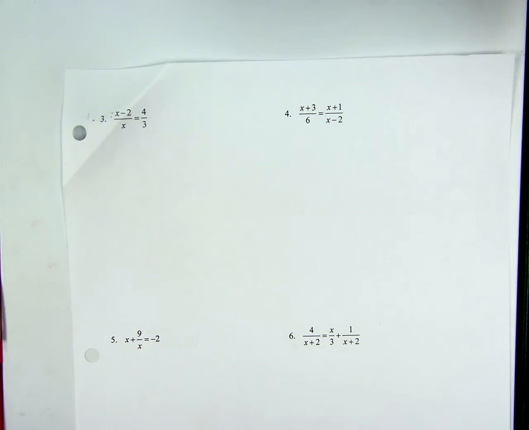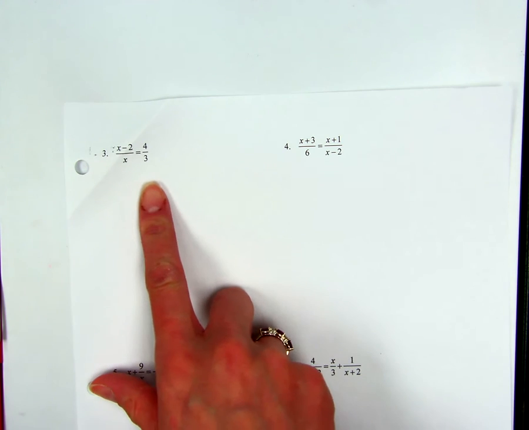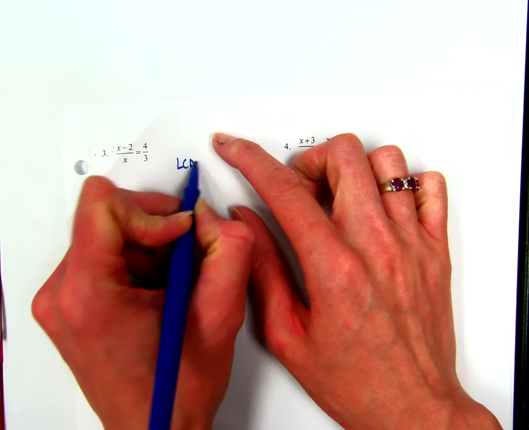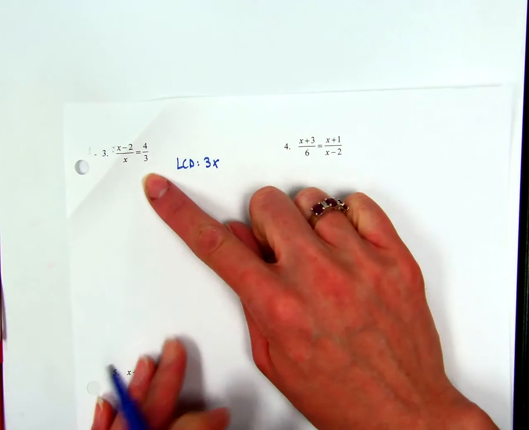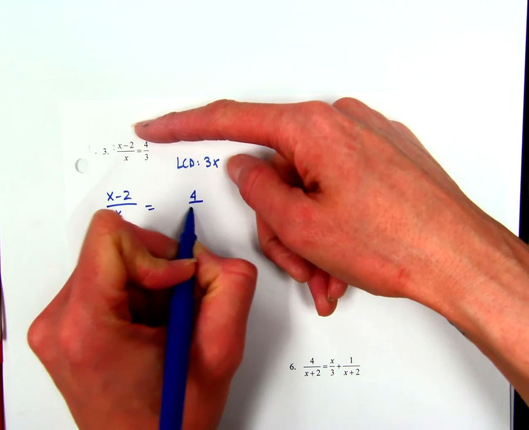All right, so we're going to do the same thing. Now notice there's only 2 denominators here. So we only need to look at the 3 and the x. So my LCD is just going to be 3x. Okay, so I'm just going to rewrite this. x minus 2 over x equals 4 over 3.